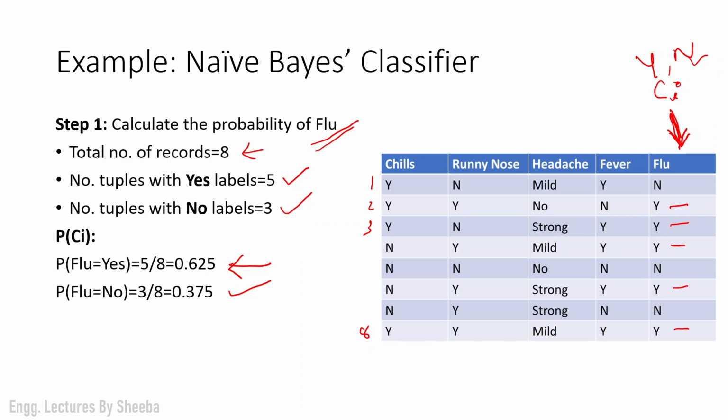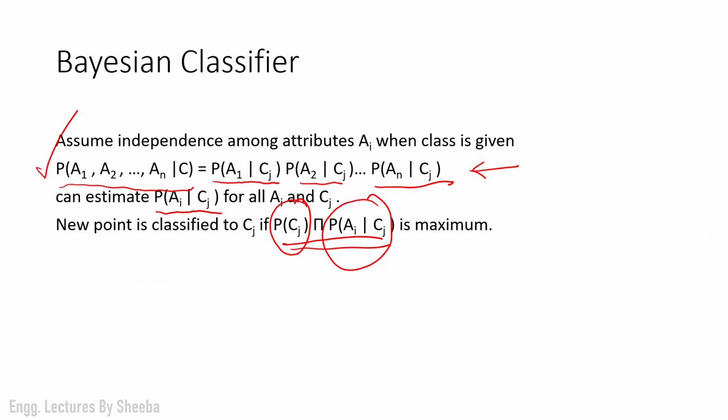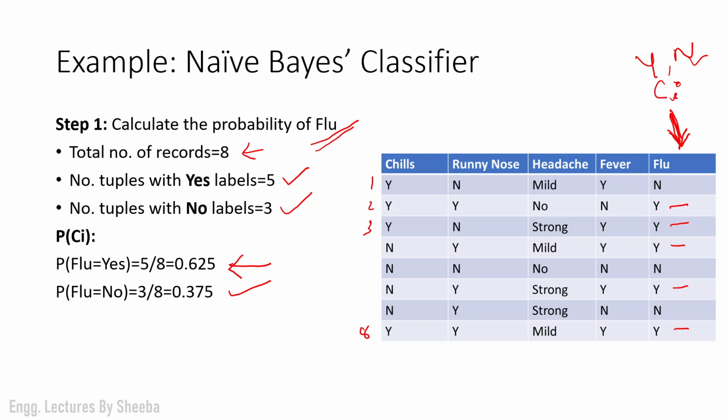So now you got the probability. In the equation, this value you have already found, that is the probability of C. We found P of C for both the classes, Y and no, as 0.625 and 0.375.